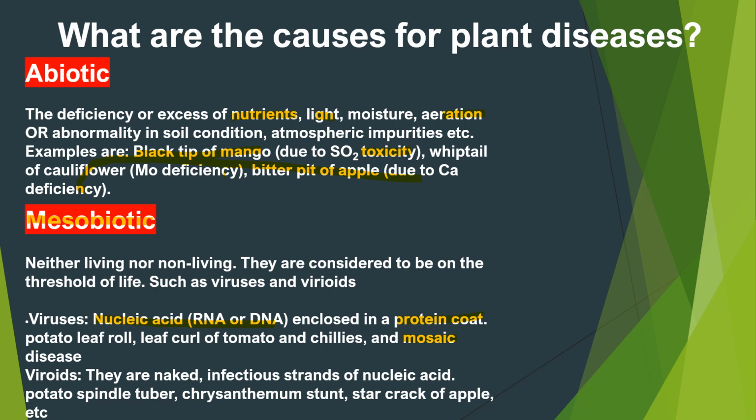Then viroids. Viroids are particles which are naked. They have a nucleic acid, but they are not coated by a protein coat. So potato spindle tuber, chrysanthemum stunt, and star crack of apple are caused by viroids.